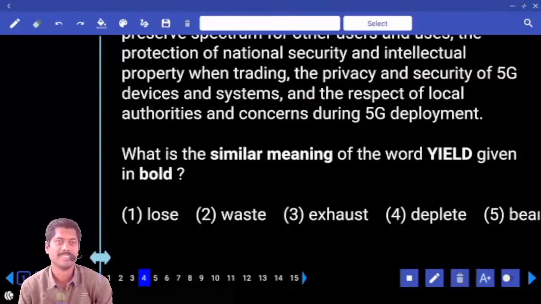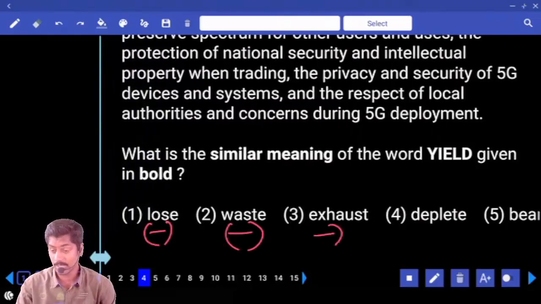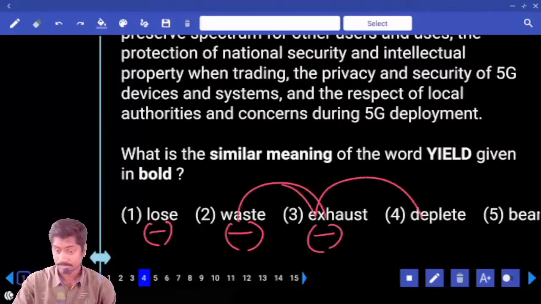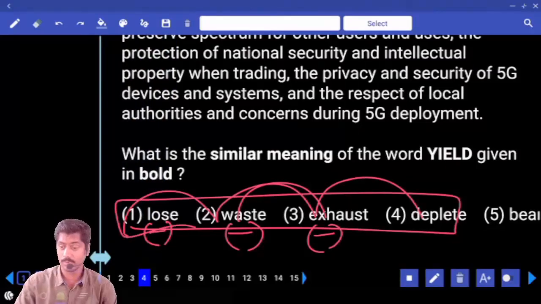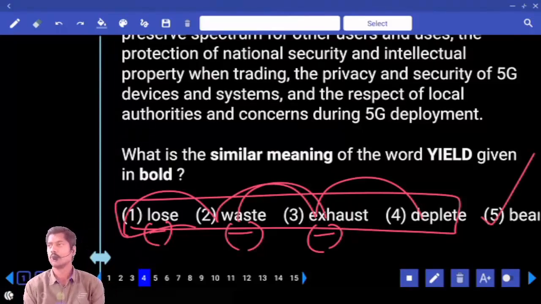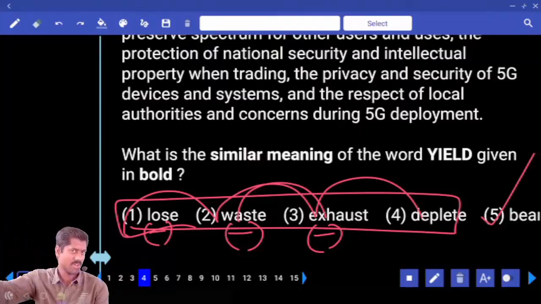What happened? Produce. Lose, negative, waste, negative. Exhaust is nothing but tired, waste. Same meaning. All are synonyms. 1, 2, 3, 4 synonyms. Answer 5. So do not exhaust your energies for unnecessary things. Do not deplete your energy for unnecessary things. Your mind is a sacred place, not a garbage. All information is garbage, except education.